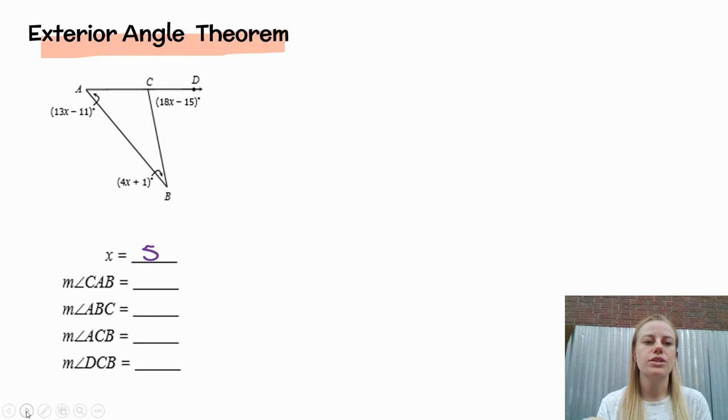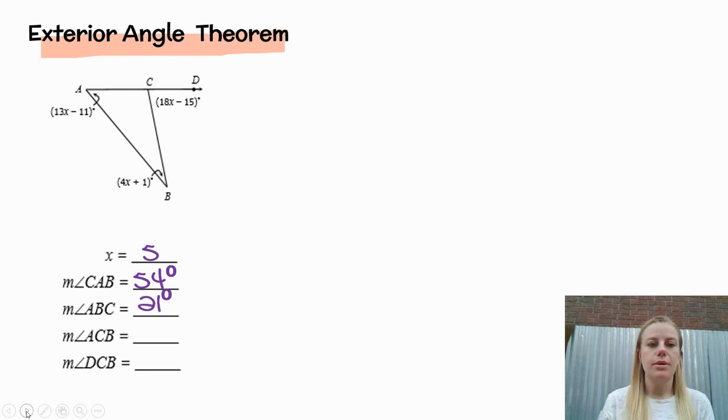Now I want to give the measure for each of our angles, all three inside the triangle and then the one outside the triangle. So CAB, remember when we name our angles, we start at the middle and then we go down to that B. So the letter in the middle is which angle it's talking about. So CAB, A is that one, 13x minus 11. So when I plug in 5 for x, I get 54 degrees. So ABC, that's angle B down at the bottom, plugging in 5 for x.